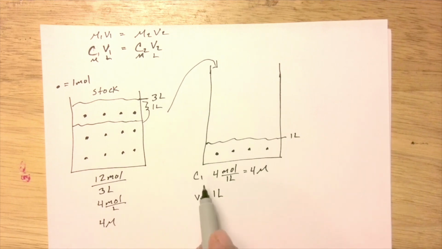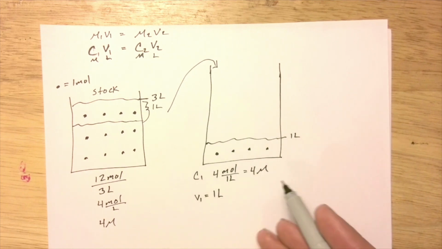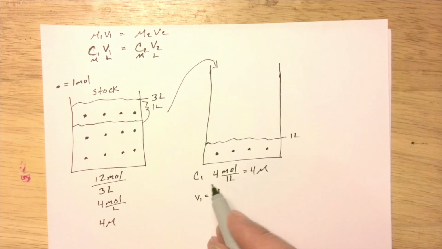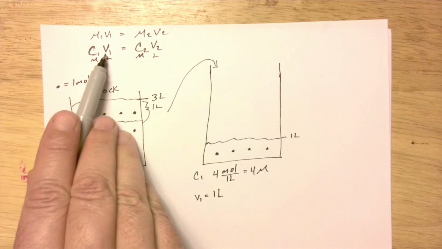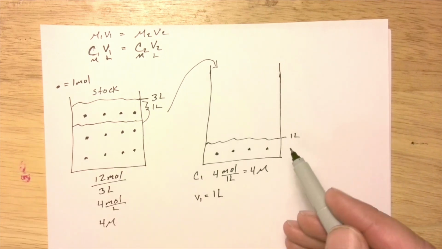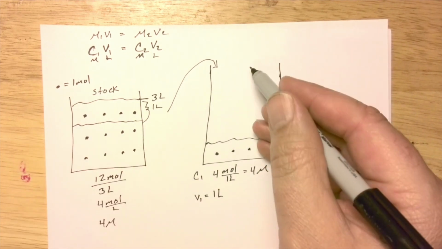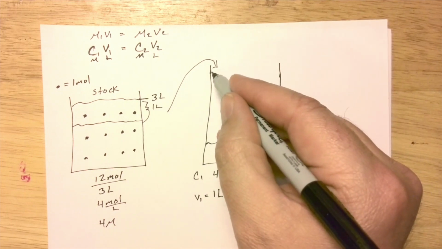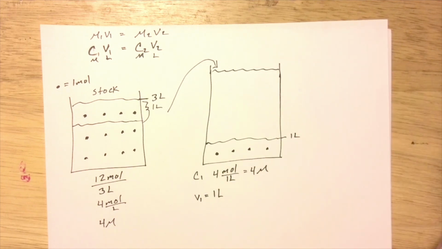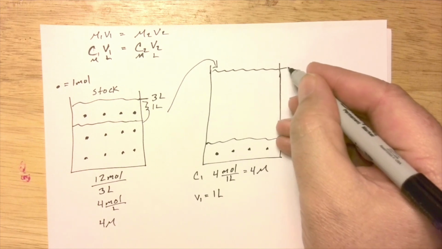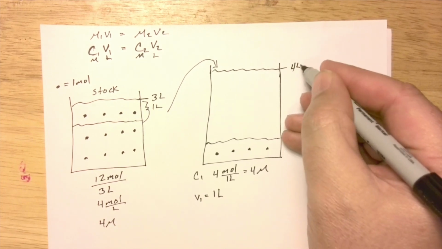Sometimes you might say C sub I or V sub I, which stands for initial concentration, initial volume, or 1s and 2s, or A's and B's, or whatever. But in this case, we're just using 1s. So I have 4 molar, I have 1 liter. So that's my C1 and my V1. Now I'm going to bring the volume of this up to, let's say, 4 liters. I'm going to add 4 more liters to this.